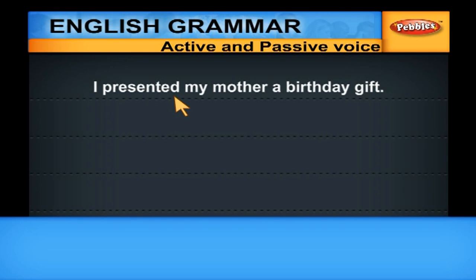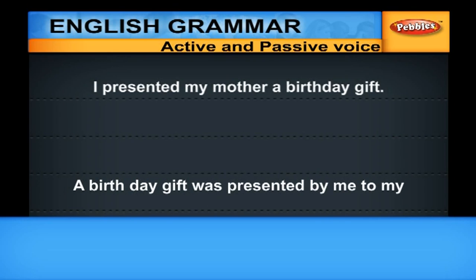Presented is the past participle form of present. What is the aspect here? Simple. And the tense is past. Which helping verb do you use for simple past? Was or were? First, we will take a birthday gift. It is singular. It should be followed by was. So, a birthday gift was presented by me to my mother.